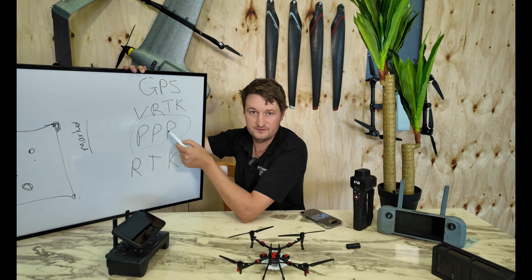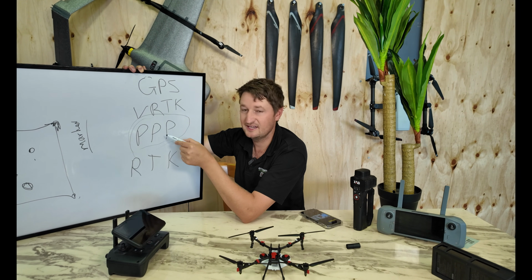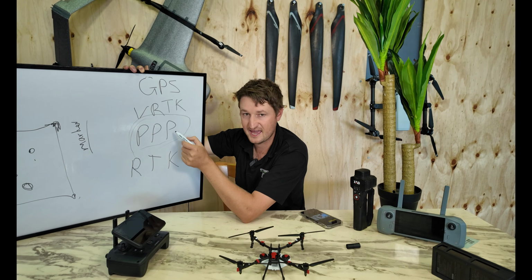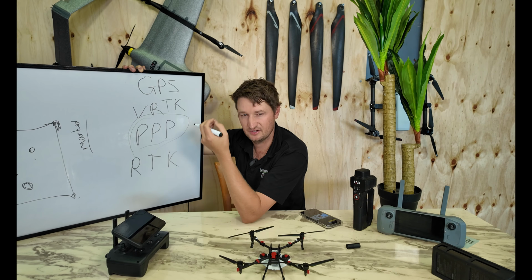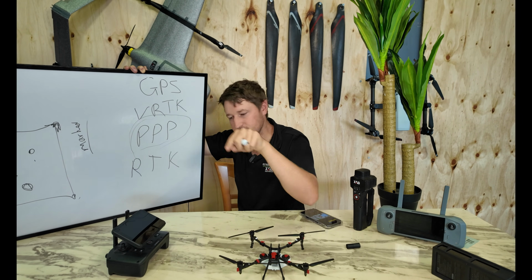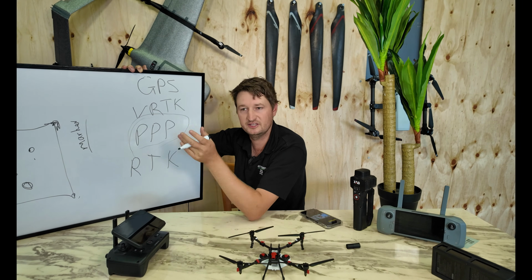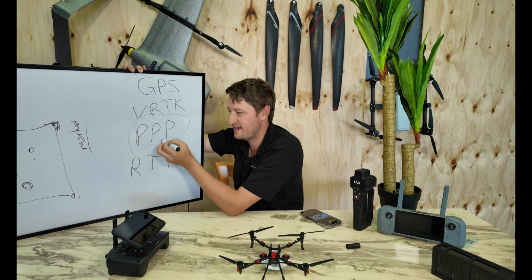Now, the downside of using PPP is it takes anywhere from 10 minutes to half an hour to get that active point, because what it's doing is it's got to correlate all those positions, it's got to correct itself and everything like that. It takes that long to get that active.